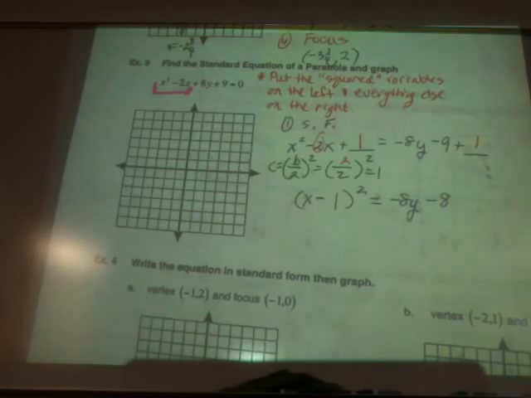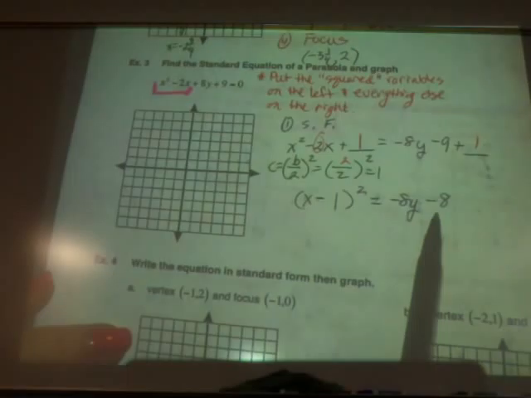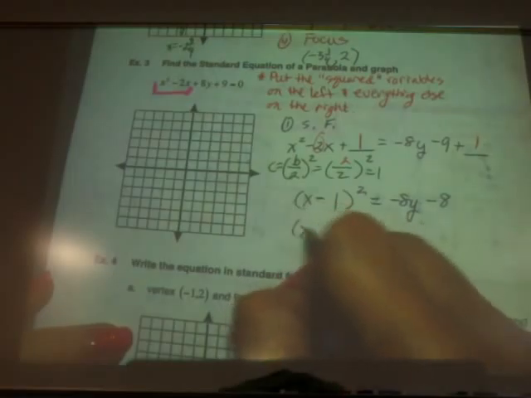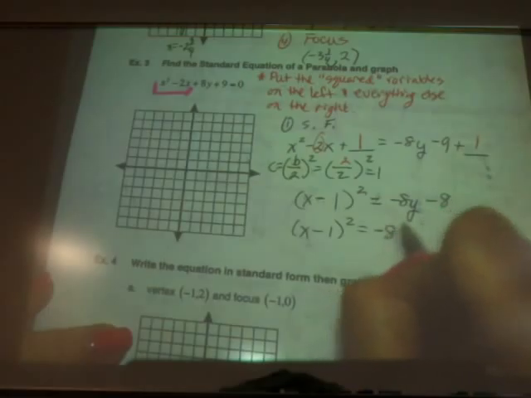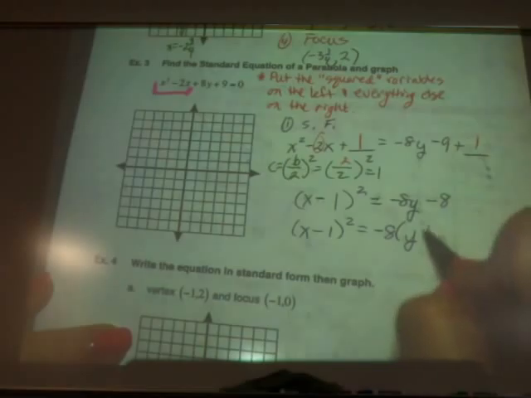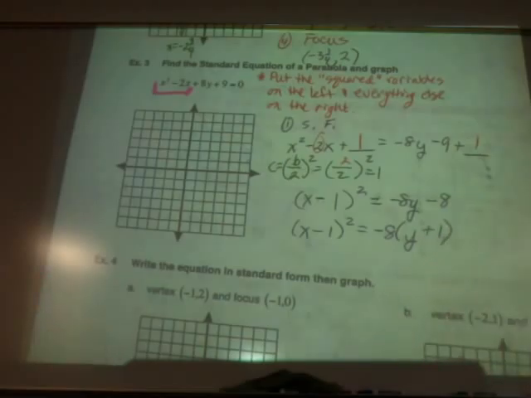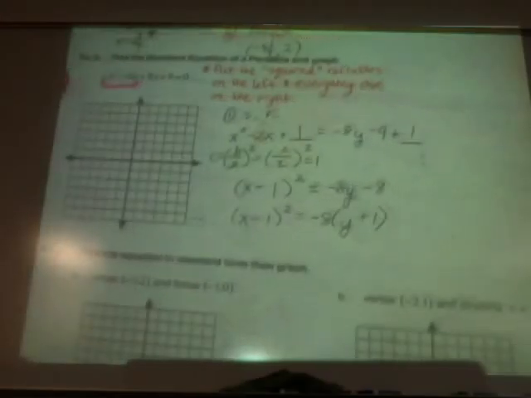So we're going to factor, fortunately, a negative 8 factors out of here too. If it didn't, you'd have a fraction. So we end up with x minus 1 squared equals factor the negative 8 out. So you get a positive y. Divide that by negative 8, don't you get a plus 1? Now it's in standard form. And that was the kind of the pain about this one.